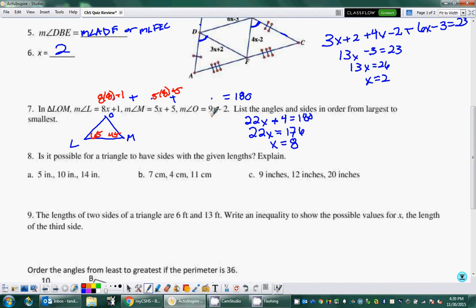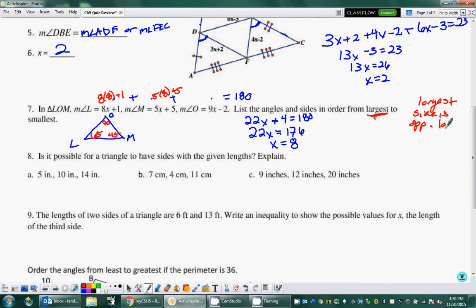For 9, I need to find the range. So remember, x is between the difference and the sum of the two sides. When I subtract them, I get 7. When I add them, I get 19. So x has to be in between 7 and 19. It cannot equal those.